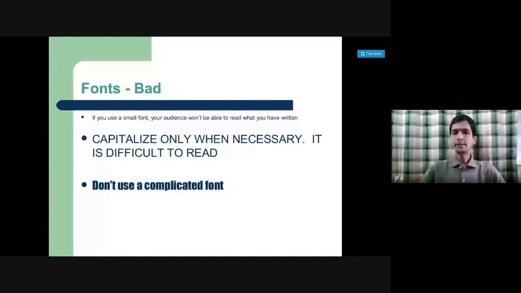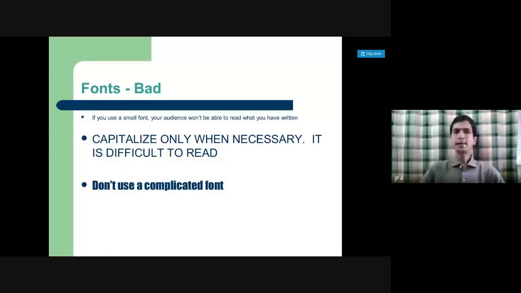And there is another commonly observed error, that you capitalize everything that you write. So capitalize things only when necessary. If you capitalize everything, it is difficult to read. Look at the third point in the slide. The font looks very attractive and all, but it is difficult to read.